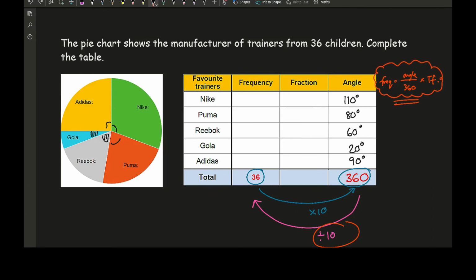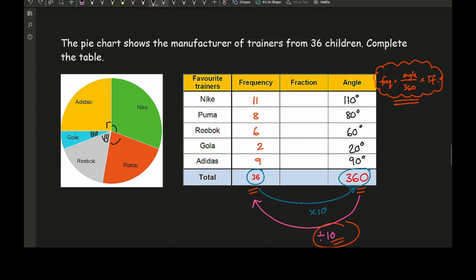So using the formula is the clever way of doing it, because that's obviously the correct way that always works, whereas the smart way would be recognizing and comparing the angle to the total frequency, and you can then find an easier way of doing it. So the frequency for Nike is going to be 11, Puma is going to be 8, Reebok is going to be 6, Gola is going to be 2, and for Adidas, depending on how you say it, 9.